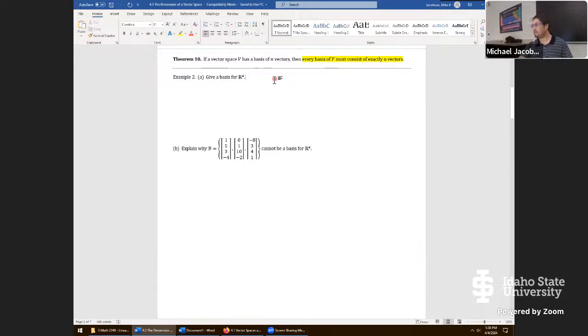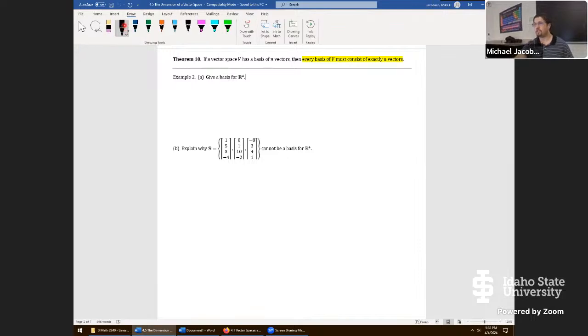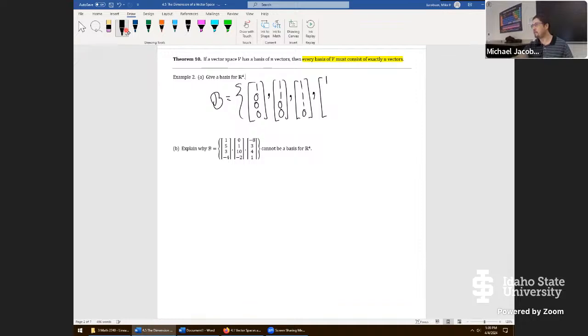So back in this land, if you were ever seeing a question on exam 3 or the final exam to give a basis for R4, you have a lot of different options. You might go e1, e2, e3, e4, giving the standard basis. Or some people might get creative. Let's do a creative one. A basis for R4 could look like this. 1, 0, 0, 0. Now that one is e1, but let's make this one different. 1, 1, 0, 0. 1, 1, 1, 0. And the last one is going to be 1, 1, 1, 1.